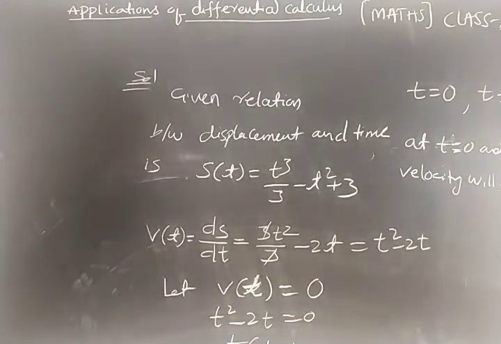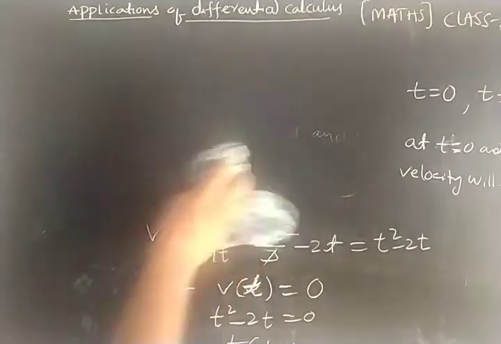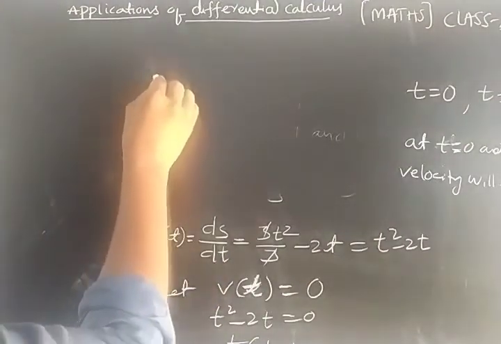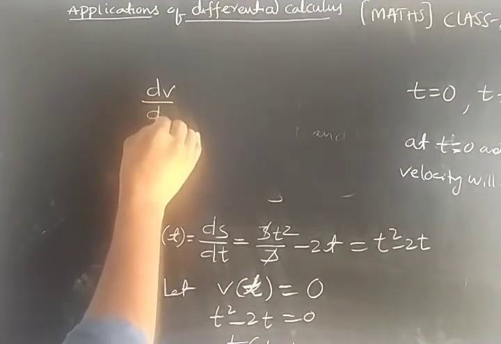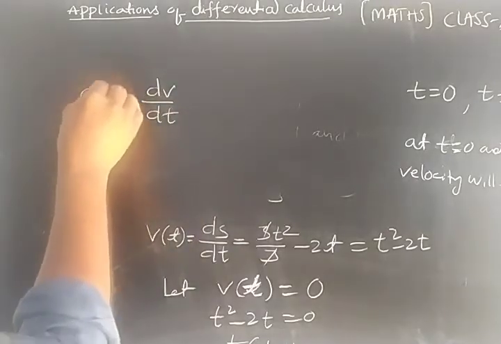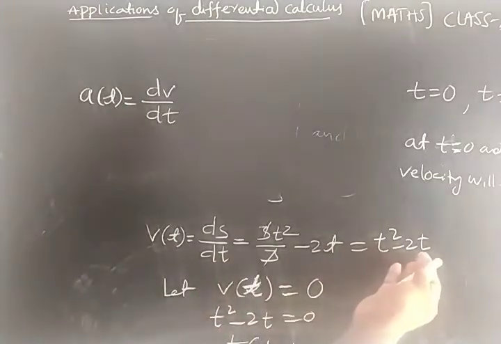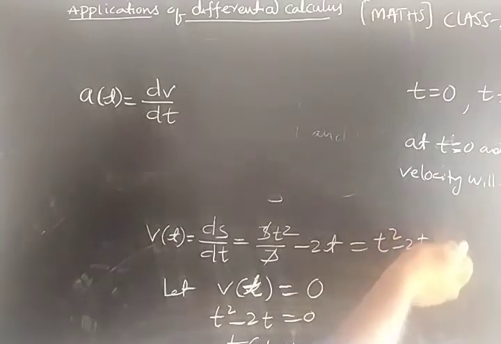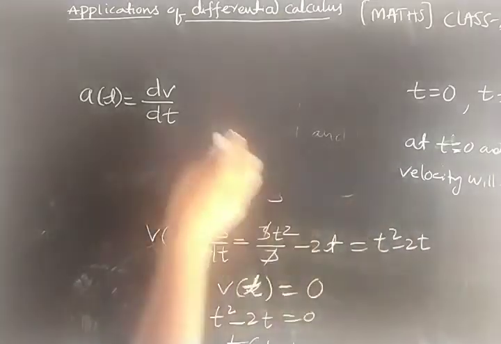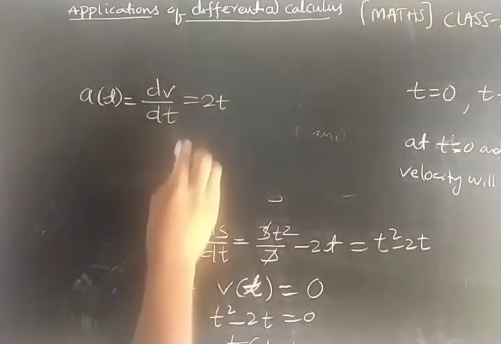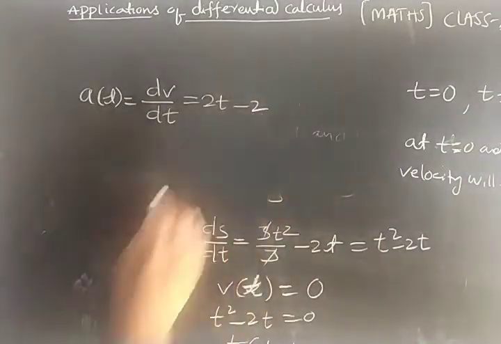Okay. Now acceleration. I am differentiating velocity with respect to time, and it will give acceleration. Acceleration is denoted by a of t, since it is with respect to t. So a of t equals dv by dt. Already we have v of t. What is v of t? t squared minus 2t. Differentiate it. The derivative of t squared is 2t, and the derivative of 2t is 2.